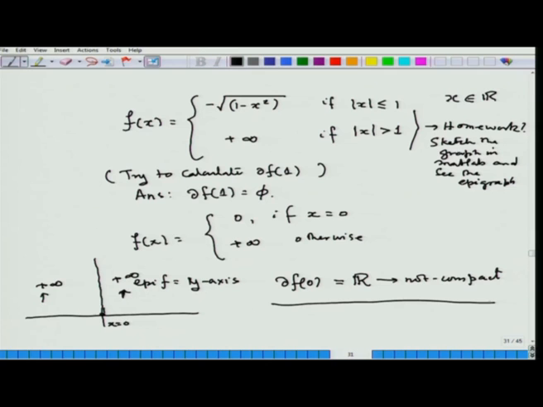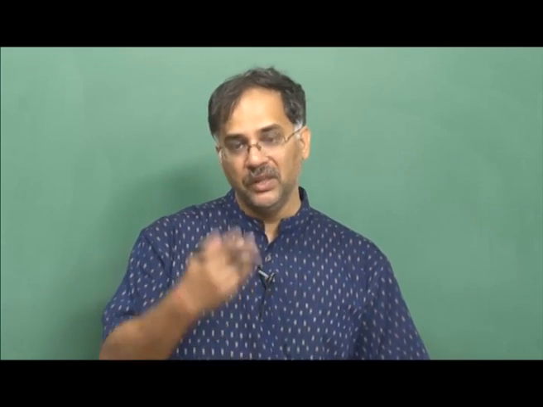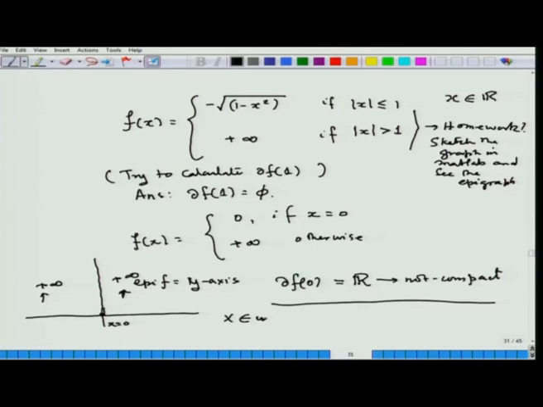When does a subdifferential become closed, convex and bounded, even when the function is extended valued? The answer is as follows. If x is in the interior of the domain of f, and you know what the domain of f is already, the set of all x where the function is finite, then the subdifferential of f at that point is always non-empty, convex and compact.